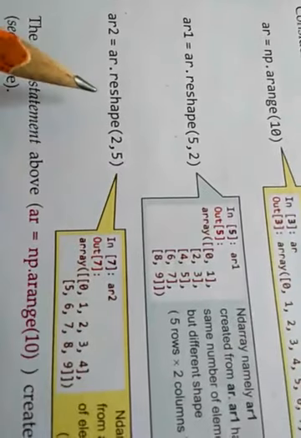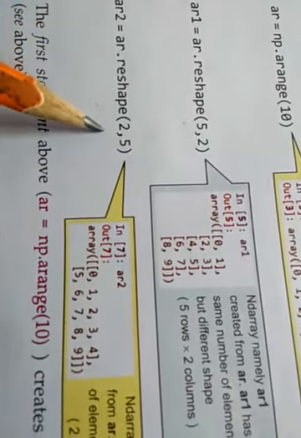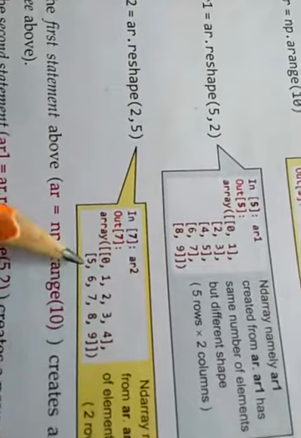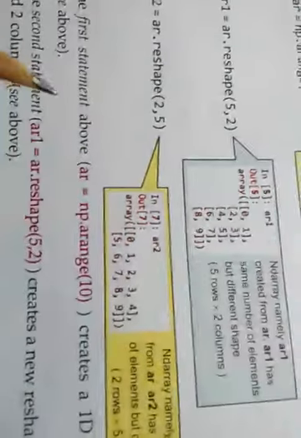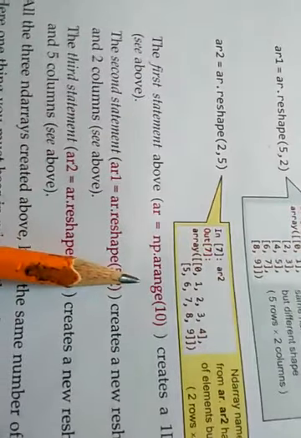These are some more examples. array.reshape(2, 5). In this there will be 2 rows and 5 columns. Now here is the first array, some more examples. This is 5 by 2, this is 2 by 5.